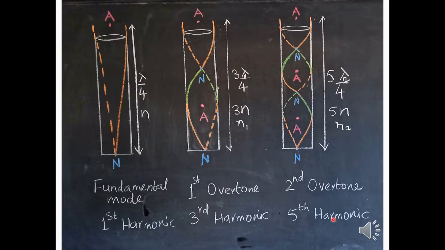So if n is the fundamental frequency, the next mode has frequency 3n because it has 3 half loops, and the next higher mode has frequency 5n because it has 5 half loops. So the next higher mode will contain 7 half loops, so its frequency will be 7n and in that case the length of the air column will be 7 times lambda 3 by 4, where lambda 3 will be the wavelength and n3 will be the frequency in that case. Isn't it interesting?